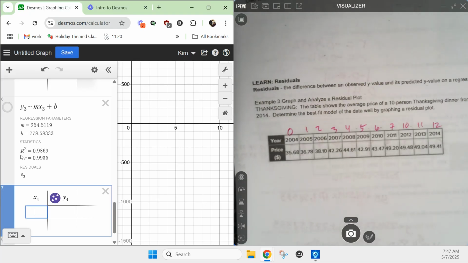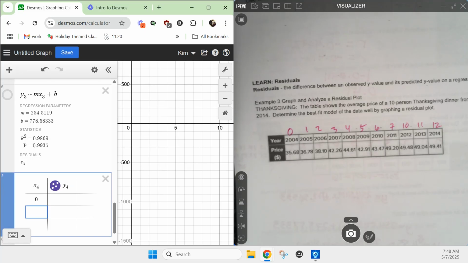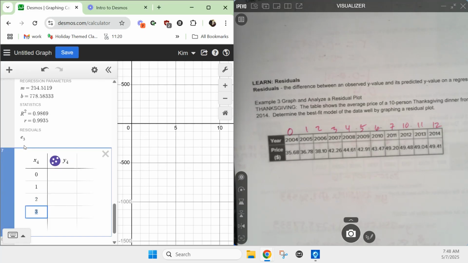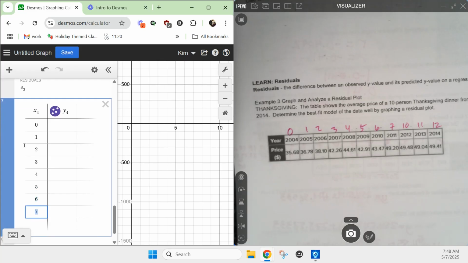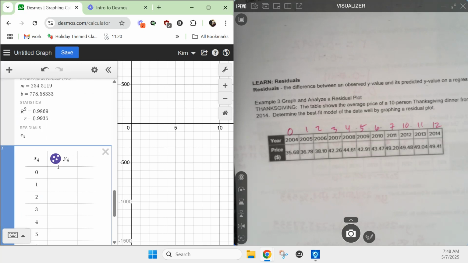Okay, so now we're going to come here, and this is how I normally do it. And I just go down to the number because it just makes it easier.